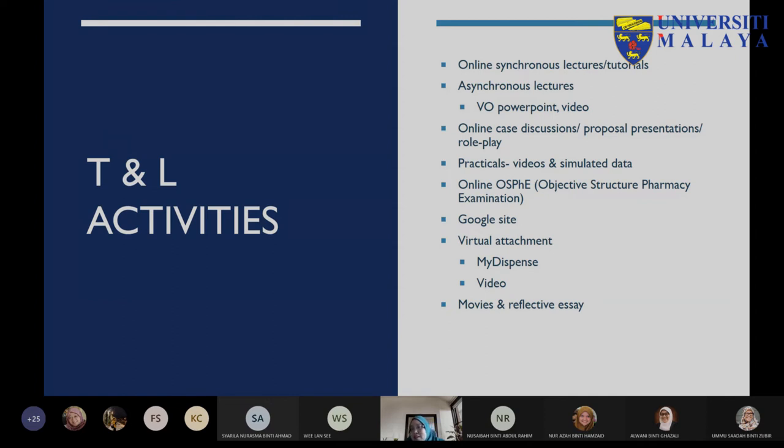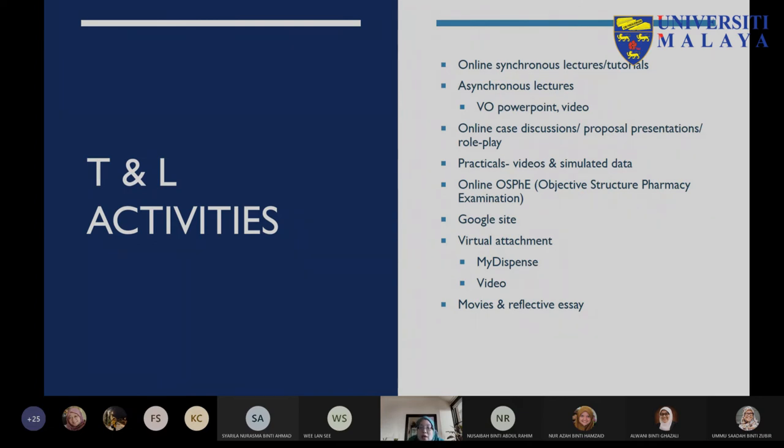I've outlined some of the things that we do. Some of them are the normal things that we do in other faculties too, and some are very specific to our faculty. As usual, we have online synchronous lectures and tutorials, where we teach, get the students to answer questions and discuss cases, using Teams or Zoom. Then we also have asynchronous lectures, either using a voiceover PowerPoint or a video.